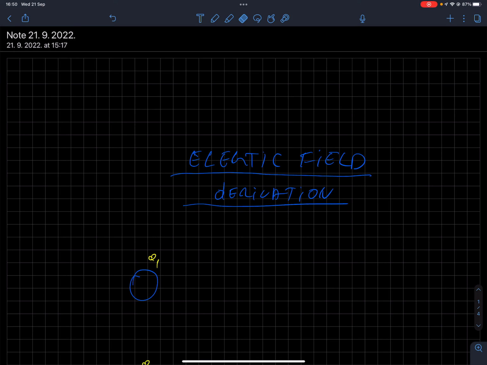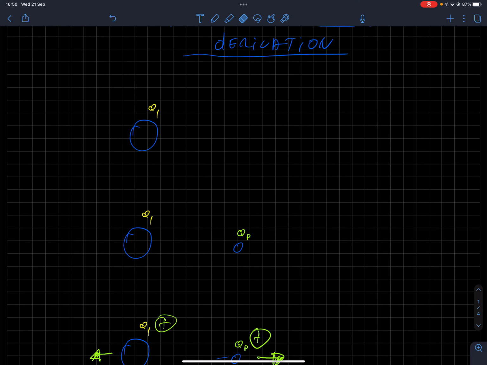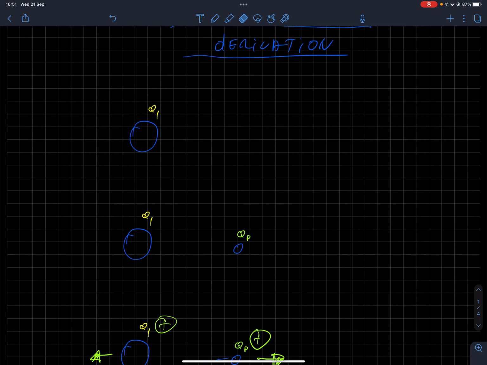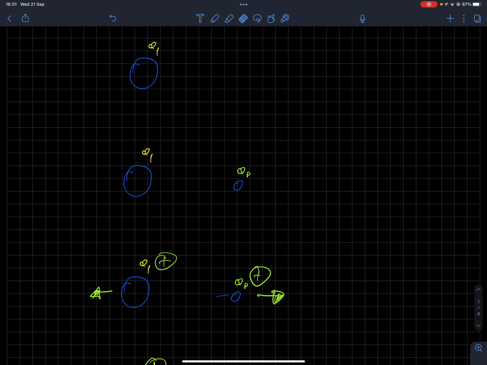Okay, let's say that we have some Q1 charge in space, and that we bring another charge near some test charge QP, and what will happen then is that this charge will experience a force.